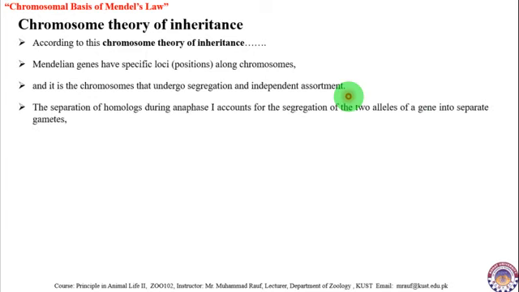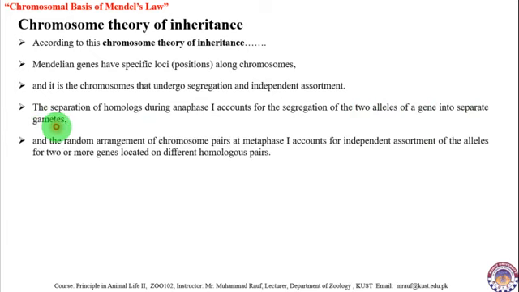The separation of homologs during anaphase 1 accounts for the segregation of the two alleles of a gene into separate gametes, and the random arrangement of chromosome pairs at metaphase 1 accounts for independent assortment of the alleles for two or more genes located on different homologous pairs.